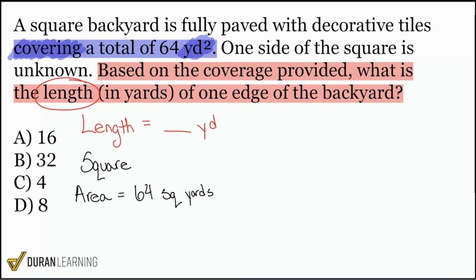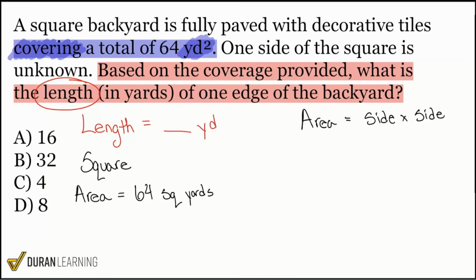Yeah, the area equals side times side. You can also say side squared. Both of those work perfectly fine. So that's what we have here. Let's write it down. The area formula for a square specifically is going to be side times side.